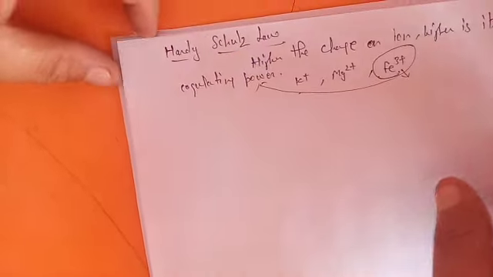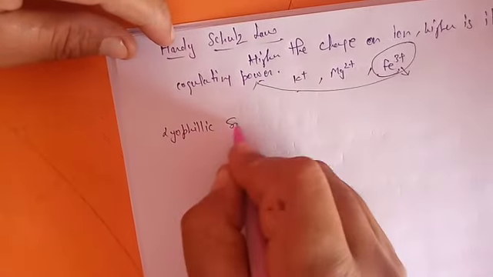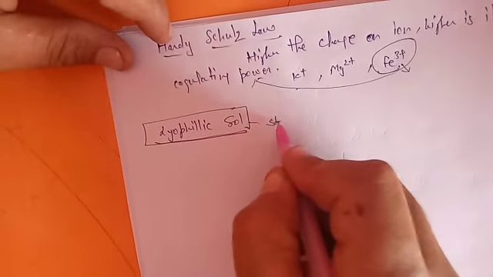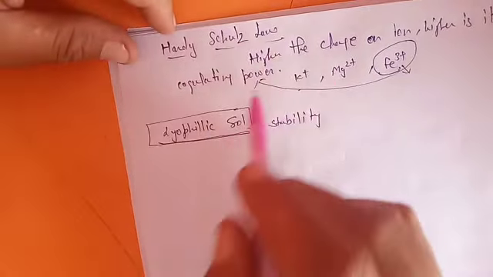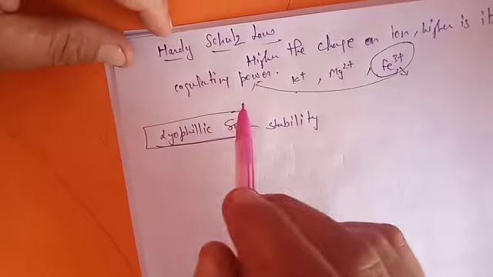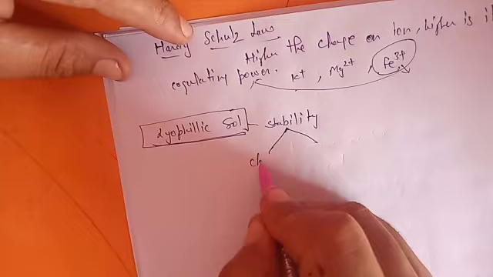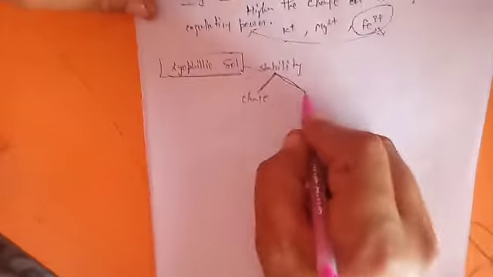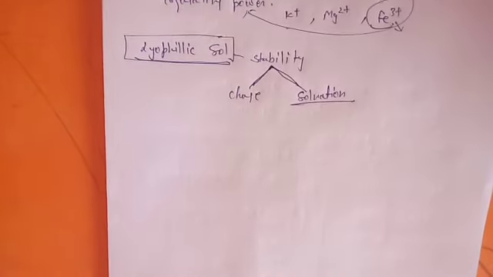Now the next topic is about lyophilic sols. Can lyophilic sols also be coagulated? First of all, we have to talk about their stability. We clearly understand that lyophobic sols are stable just because they have charge on them. But the reason for lyophilic sols' stability is dual: charge on the particles, as well as their solvation. Because their solvation is quite good, that's why lyophilic sols are more stable.